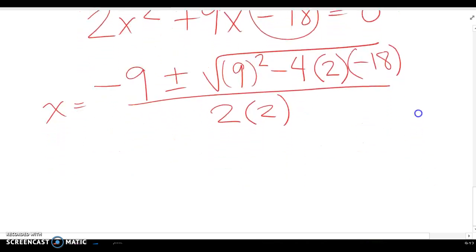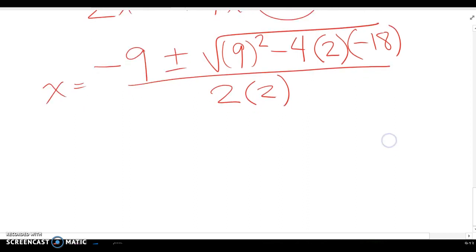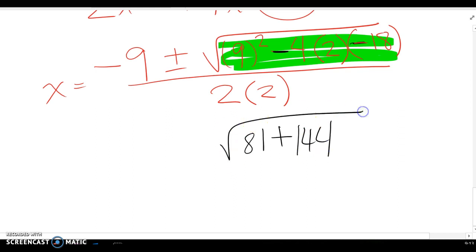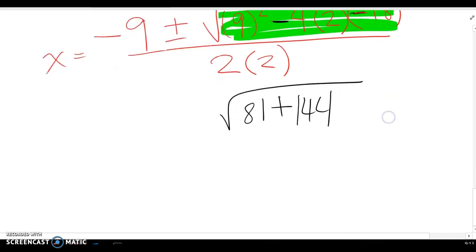So you can see that the quadratic formula, once you've substituted, does require quite a bit of computation, and we need to use order of operations. The order of operations states that we need to simplify inside the square root first. So we need to do 9 squared, 81, minus 4 times 2 times negative 18. This negative times this negative is going to make it plus. And 4 times 2 times 18 is 144. So we need to take the square root of 81 plus 144.